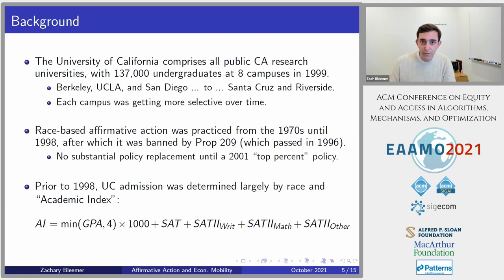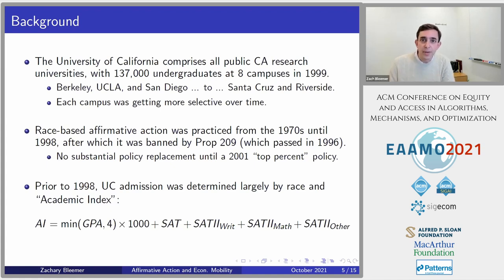The University of California comprises all of the large public research universities in the state. It enrolled about 140,000 students in the late 1990s, which is between 2 and 3 percent of all college students in the US. The University of California ranges in selectivity from its most selective Berkeley and UCLA campuses down to its least selective Santa Cruz and Riverside campuses, though all of these schools from a national point of view are selective and high performing. All of these campuses were also getting more selective over time.